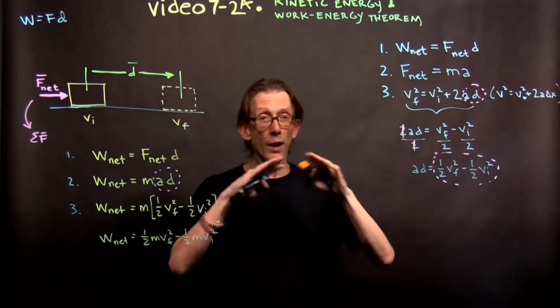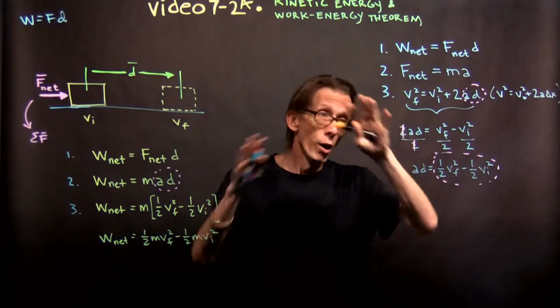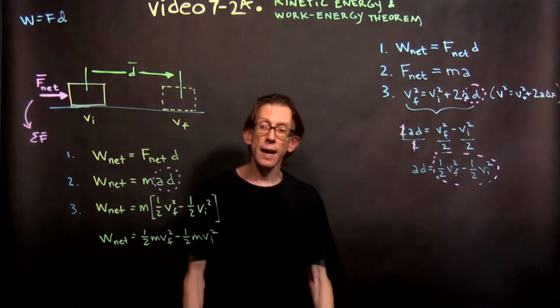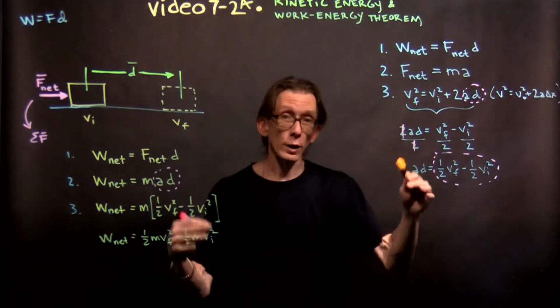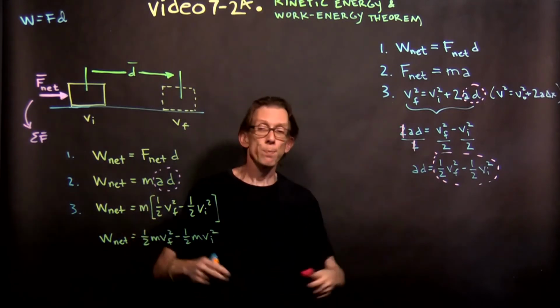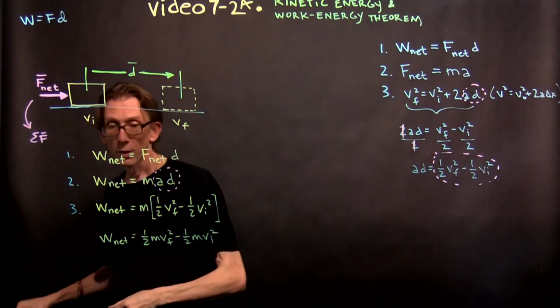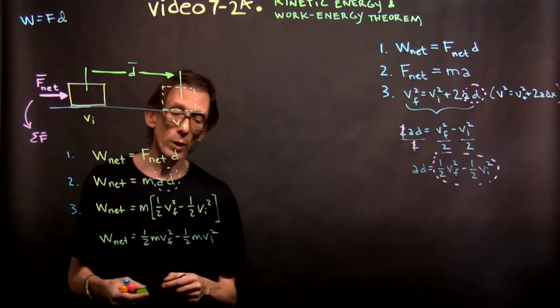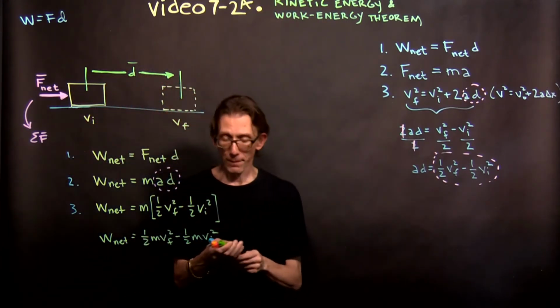Okay, now you might not understand why we did all this razzmatazz, this algebra. You may not get why we did that, but I hope that you can follow along each step and see that what we did is perfectly legal. So what we end up with is this. Work net is 1/2 MVF squared minus 1/2 MVI squared.